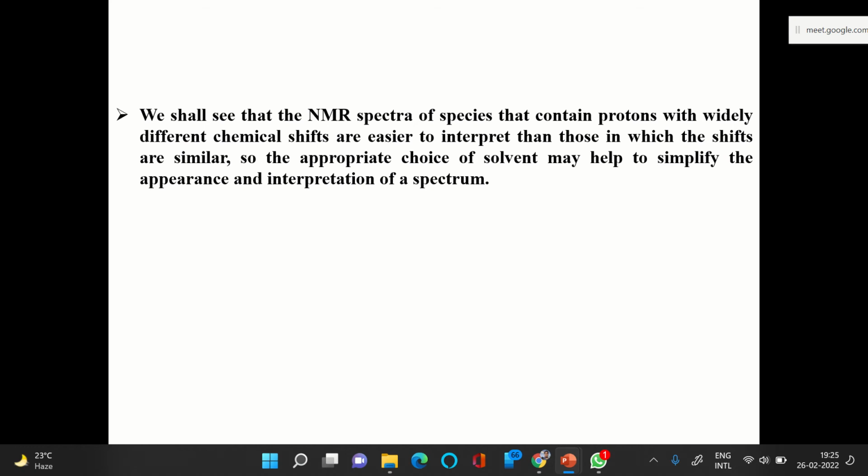So usually when you are doing proton NMR spectra, especially for systems that contain protons, you would like to take a solvent which does not usually interact with the system. So the choice of solvent is very important. Otherwise, the broadening sometimes unnecessarily complicates things.